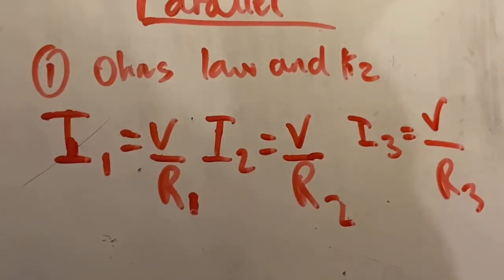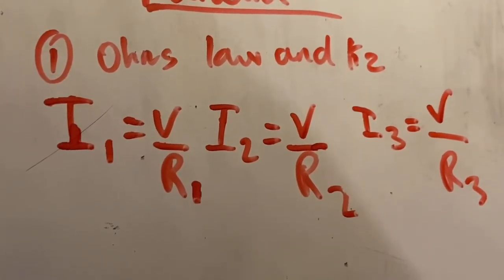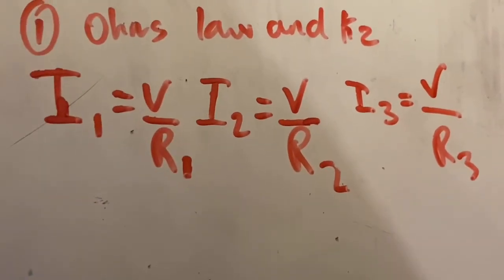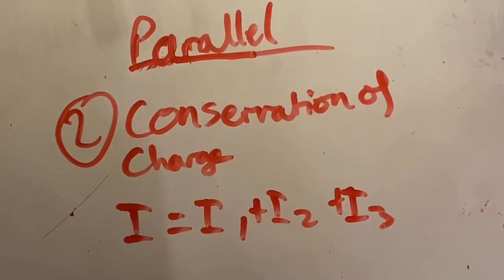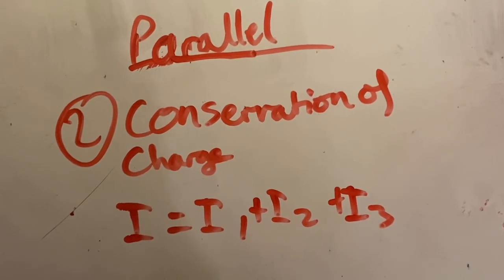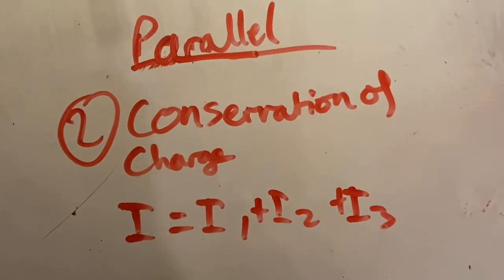So for parallel it's a bit different. You have to use Ohm's law and Kirchhoff's law 2. PD across each resistor is the same as supply PD. And then you use conservation of charge, which is the total current is the sum of the individual currents. So I equals I1 plus I2 plus I3.